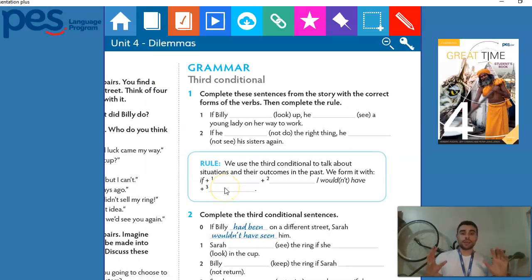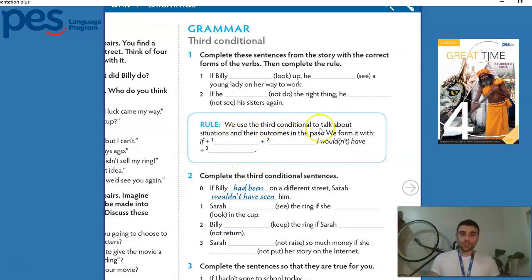And the rule now will show us what is the function of the third conditional related to the first and the second. So the rule says, we use the third conditional to talk about situations and their outcomes in the past. So now we are talking about hypothetical situations, so imaginative situations, but back in the past. Imagining if in the past we had done things different, the consequences back there in the past would have been different too, right? So here we need to complete the rule.